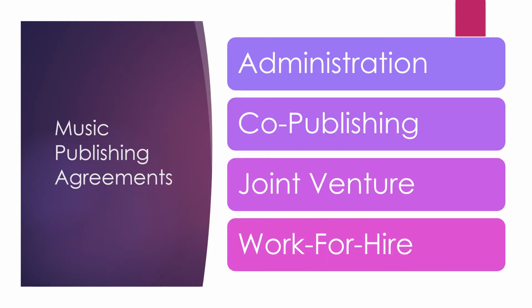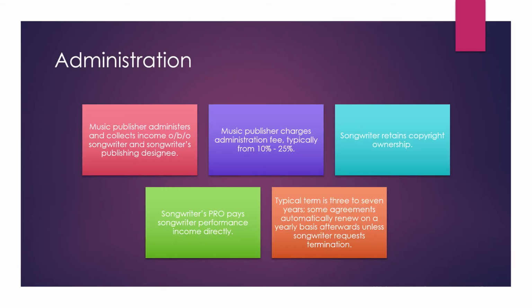When a songwriter gets to a certain point in their career, they don't want to spend all their time trying to collect all these various types of income, so they enter into a publishing agreement with a music publisher. There are several types of agreements, and we'll focus on the most common ones: administration, co-publishing, joint venture, and work for hire.